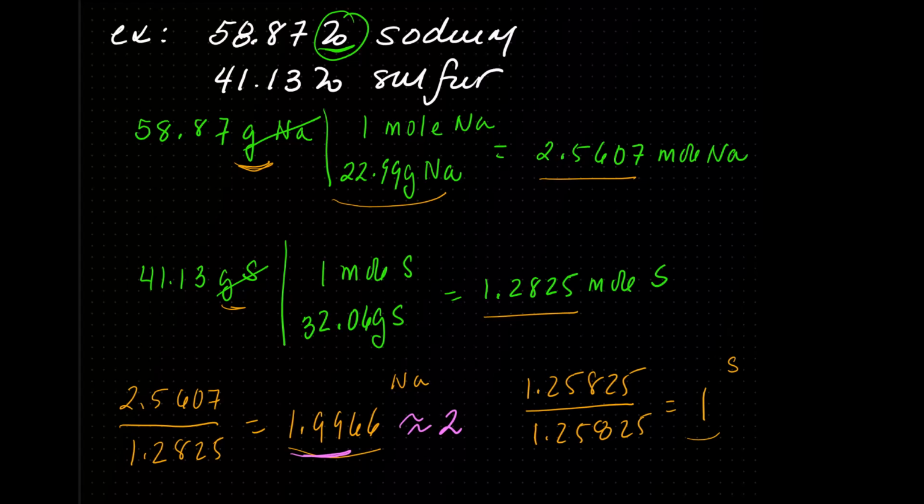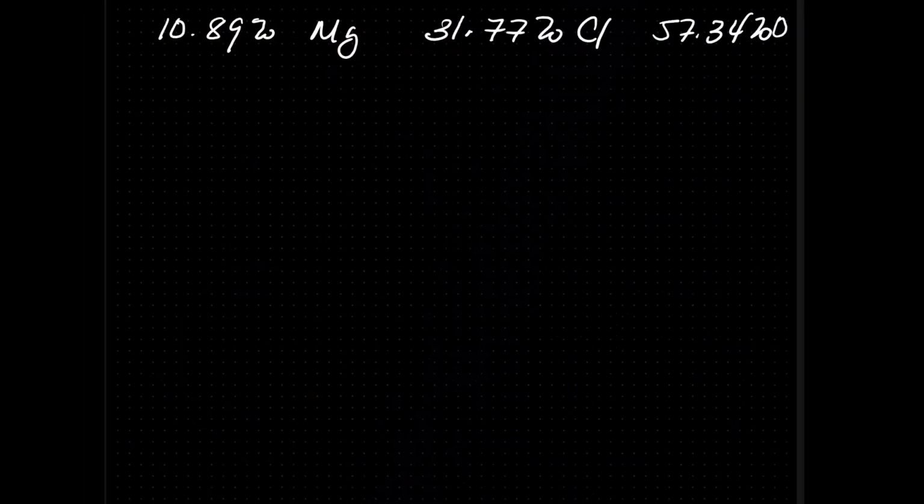If we had something like 2.3 or 2.4, 2.5 to 2.8, we will multiply until it's a whole number. We'll round up to 2, so this tells you that in the empirical formula, there are 2 sodiums and then 1 sulfur. So the empirical formula is Na2S. Pause the video, solve this problem on your own, and then check your answer.